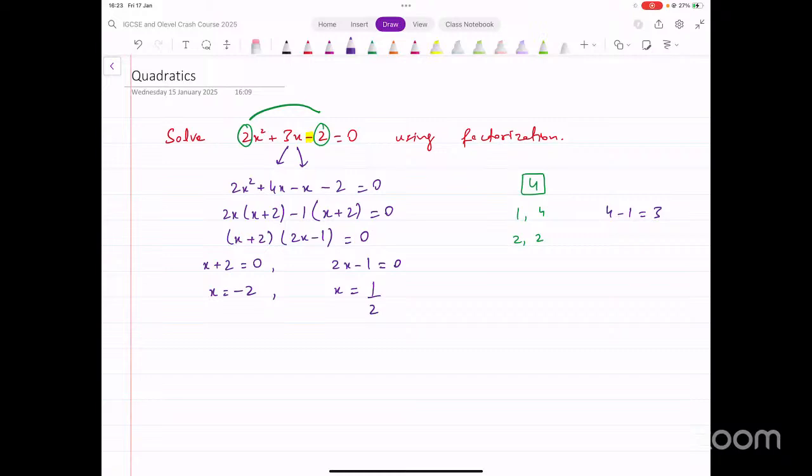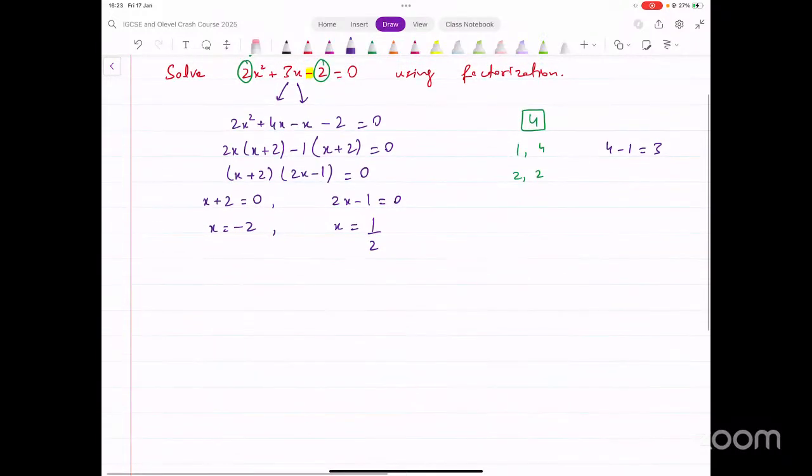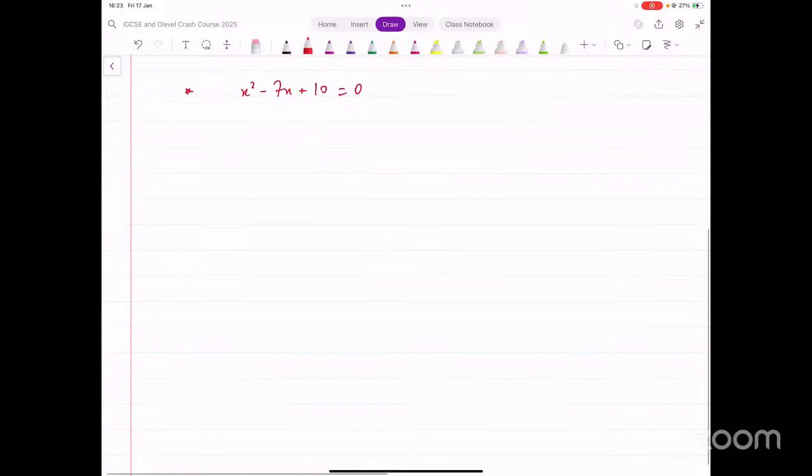Okay. Let's take another example. Let's say we had something like this. So again, we have to do this using factorization. Let's say we had an equation that looked like this instead: x squared minus 7x plus 10 equals 0. How do we solve this equation?